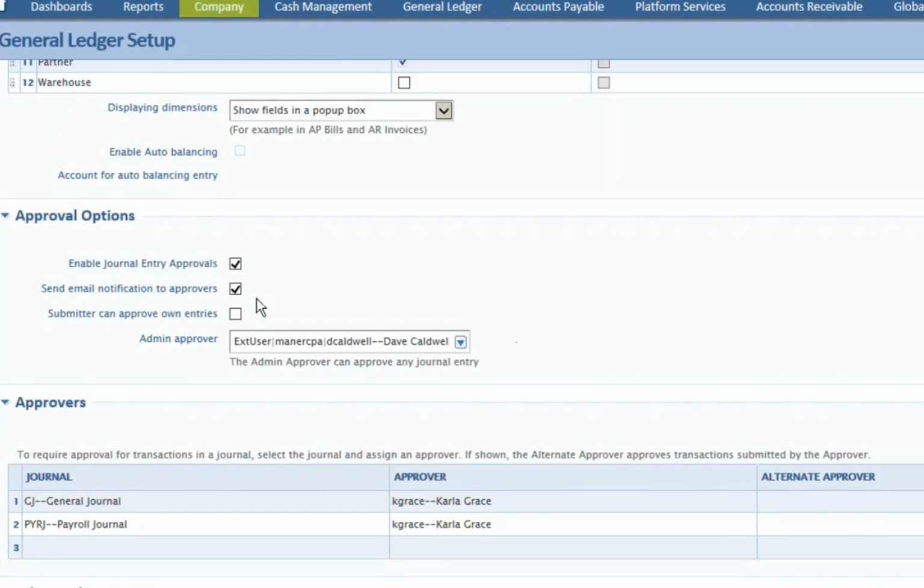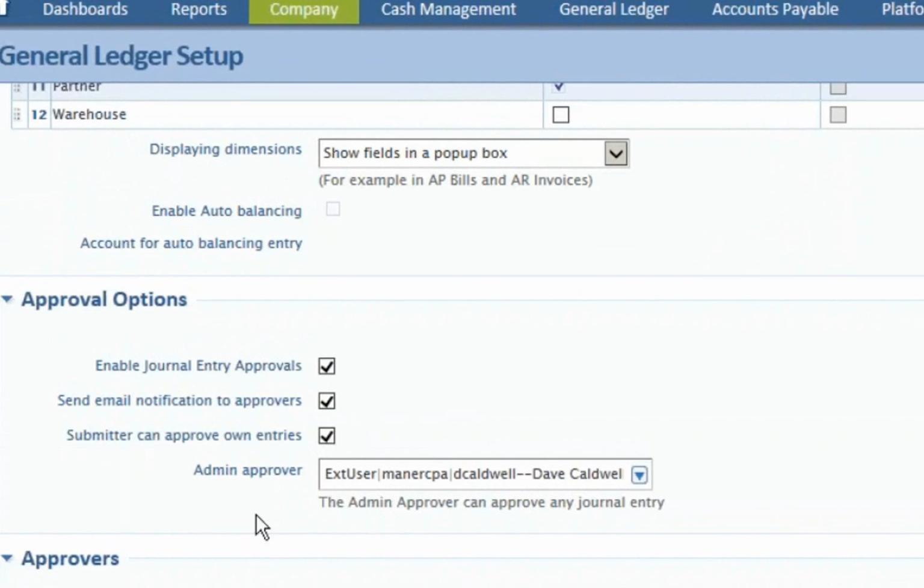And then lastly here, the admin approver is the ultimate one who has the keys to getting in and approving any journal entry, no matter what type of journal entry has been put through the system and requiring approval. No email notification goes to that person, but at least it's a person who can enter in and go to that section called Approvals.